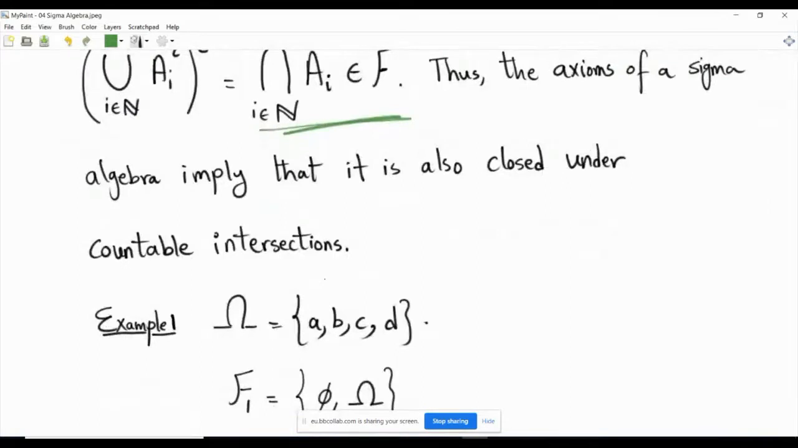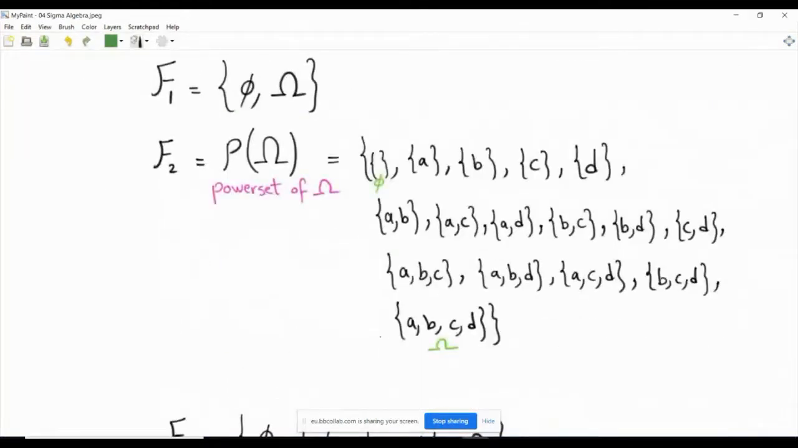Okay, so let's take an example. This is big omega. It's a finite set, and it has 4 elements. What sigma algebras can we define on this set? Again, what are the subsets of big omega? How many subsets do we have? It is a finite set with 4 elements, so it has 2 to the power 4, which is 16 subsets, and I think they are here. Those are the 16 subsets of big omega. They include the empty set, they include omega itself, and those other guys.